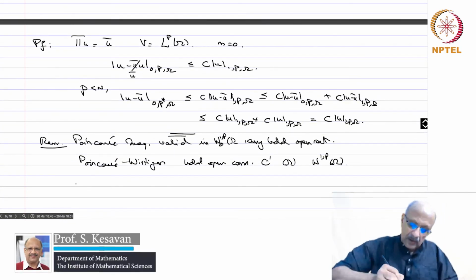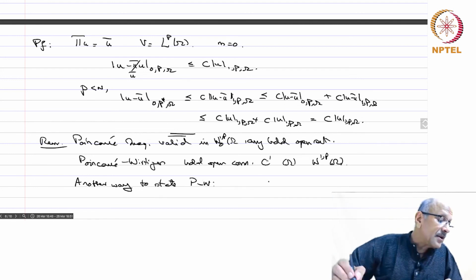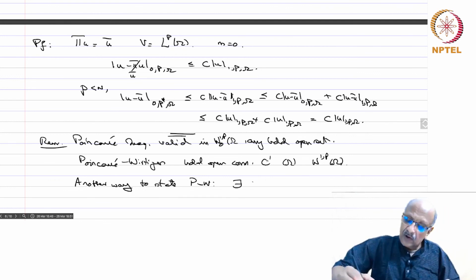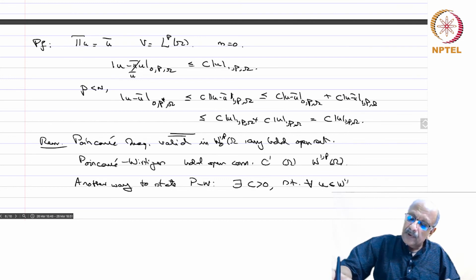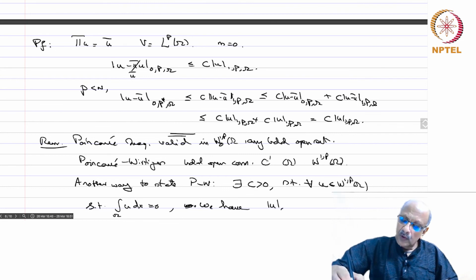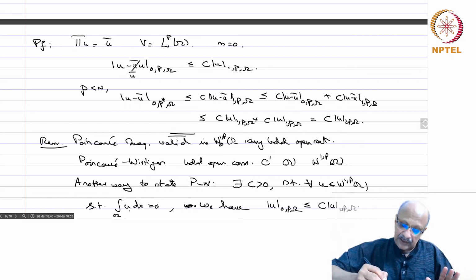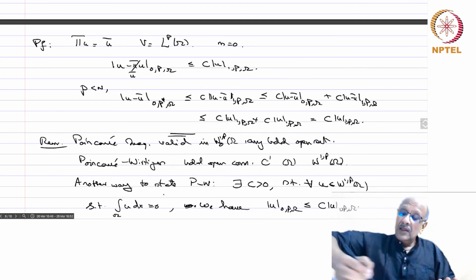So another way to state Poincare-Wirtinger is that there exists a constant C positive such that for all u in W^{1,p} of omega such that the integral of u dx equals 0, we have the L^p norm of u is less than or equal to C times the W^{1,p} norm of u. So this is the analog of the Poincare inequality, L^p norm bounded by the W^{1,p} norm, but on a condition, namely that the average is 0. Okay, so then we have this.